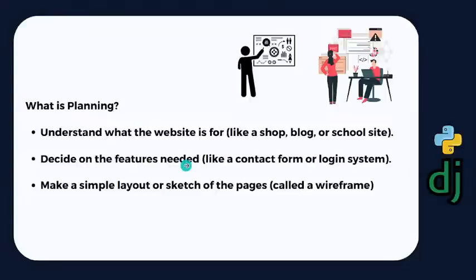What is planning? First, we need to understand what the website is for. Is it shopping, a blog, or a school site? Shopping like Flipkart and Amazon, these are shopping sites. A blog means something like articles. And a school site means a university, college, or school that has a separate website for branding.